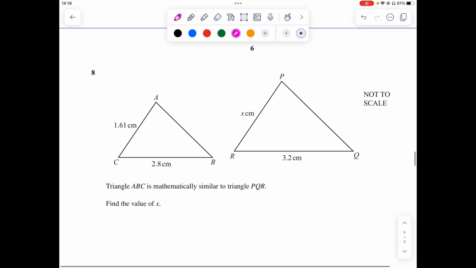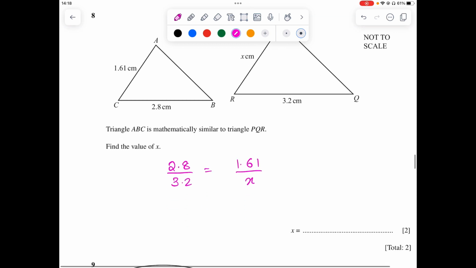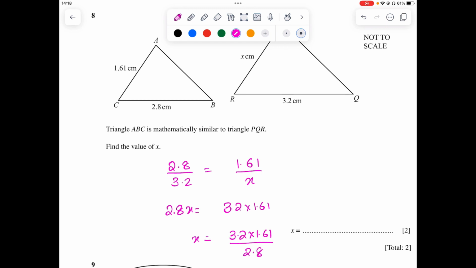Next, question number 8. Triangle ABC is mathematically similar to triangle PQR. When they are similar, base of the first triangle divided by base of the second triangle equals right side of the first triangle divided by right side of the second triangle. So 2.8x equals 3.2 times 1.61. So x equals 3.2 times 1.61 divided by 2.8. Simplify that. You should be able to get the answer as 1.84.